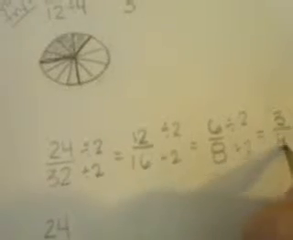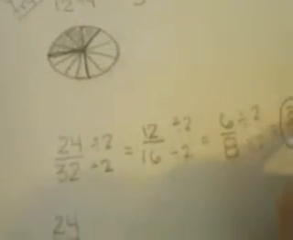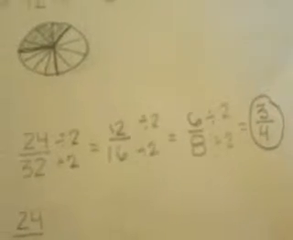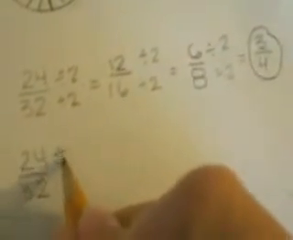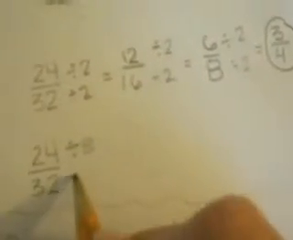8 divided by 2 is 4. So our final answer is 3/4. Now looking back at our original problem, you may have thought there was a better factor to choose than dividing by 2. For example, you could have divided by 4, or you could have even seen the factor dividing by 8. So we can divide both 24 by 8 and 32 by 8.